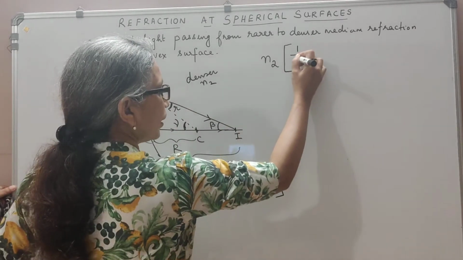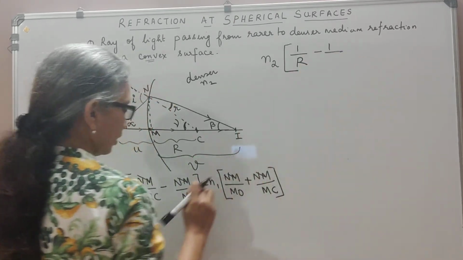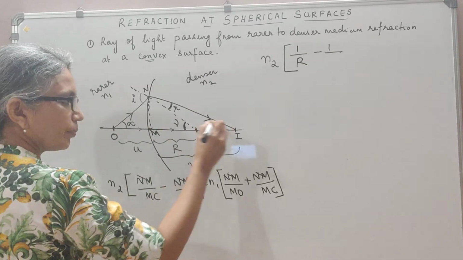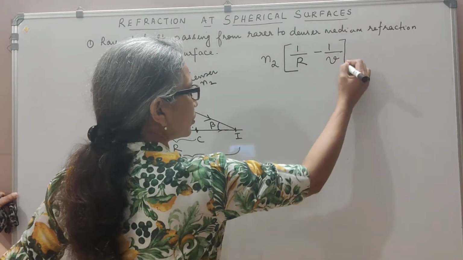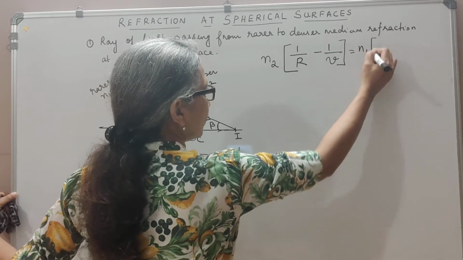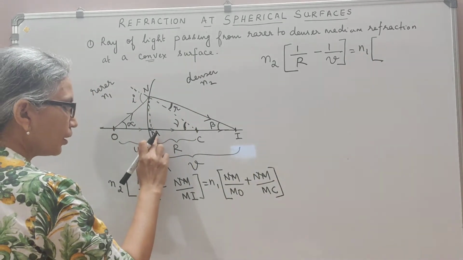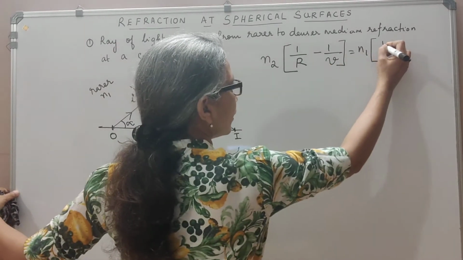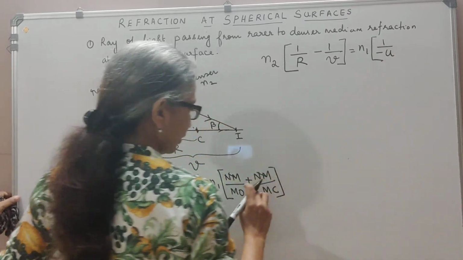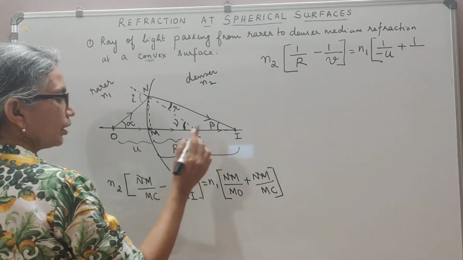So that will be 1 by R minus 1 by MI. So from here again I am measuring to the right, which will be plus V. So this is V, close the bracket, equal to N1 bracket. I have 1 by MO. So from here I am measuring to the left. So that will be minus U. So 1 by minus U, and this we have 1 by MC, from here to the right will be plus R.